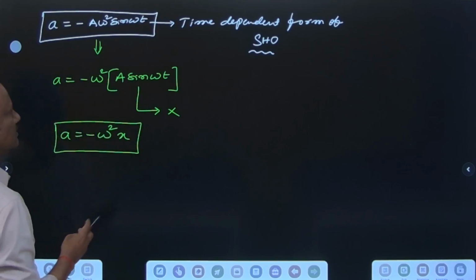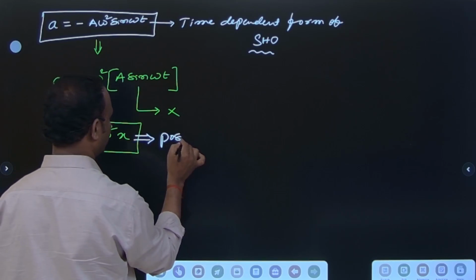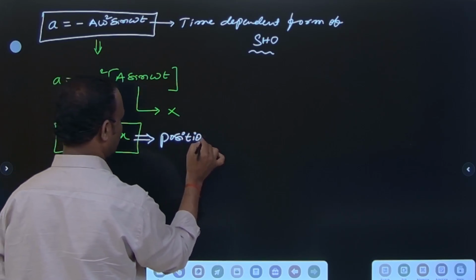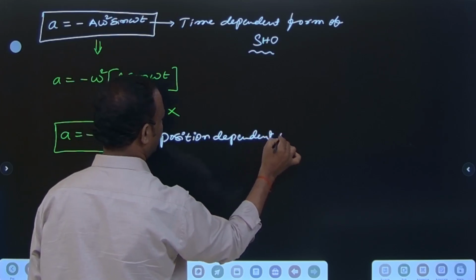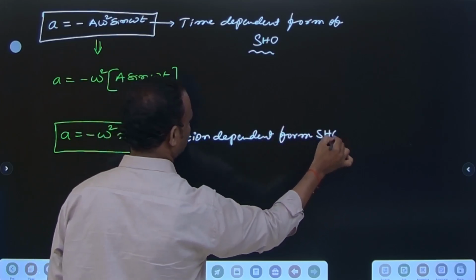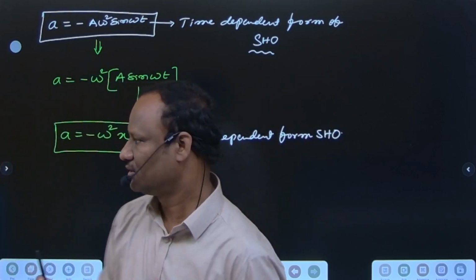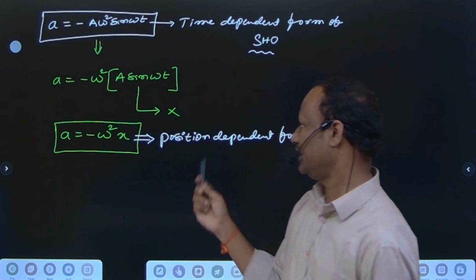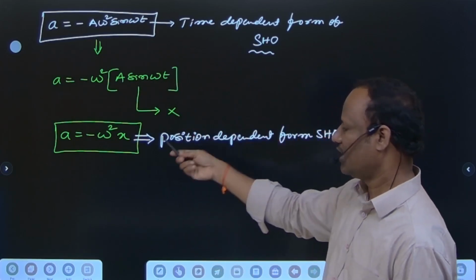So this is called the position dependent form of SHO, simple harmonic oscillator. So I got the acceleration a, as a function of t, as a function of what?